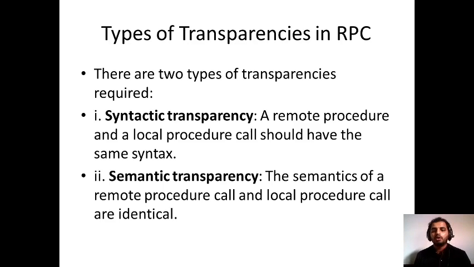The semantics of a remote procedure call and local procedure calls are identical. For an instance, I'll tell you an example. You have first semester, second semester, third semester. In first semester, if you have one backlog, 100, two backlogs, 300, four backlogs, X Y type of things. In every semester, you have one backlog. So how many you need to pay? You need to pay 100, 100 and 100, 300.